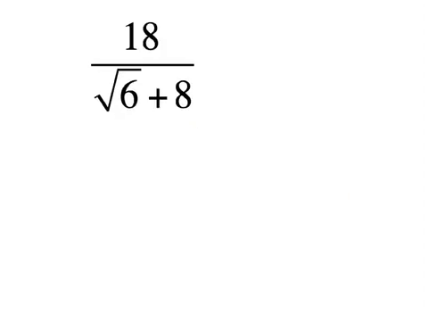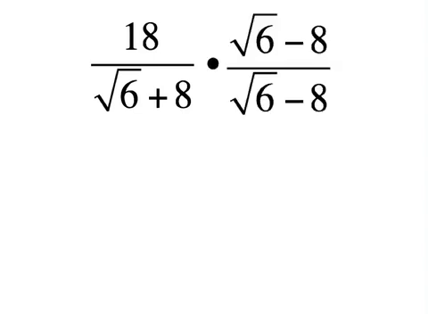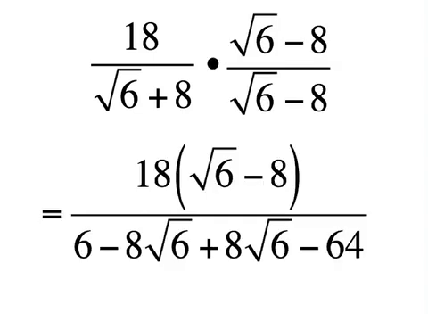Here's one where our denominator has a radical in it, and it's a binomial, but the other part of the binomial is a rational number, 8. But the conjugate is root 6 take away 8. And now we do the multiplication, and of course root 6 times itself is 6.